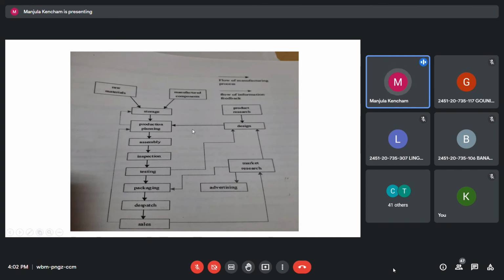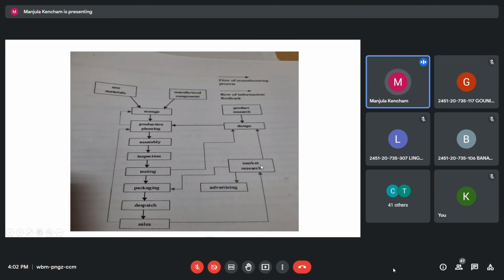The design is implemented for production planning, and sometimes from the sales you go back. The sales are not taking place just like that. They go with the help of market research, and from the market research, they make use of advertisements and an advertising agency, something like that. Then from there the good is sent to packaging.